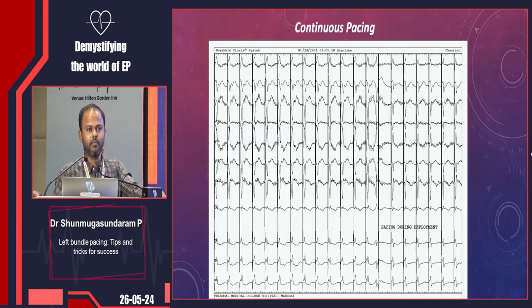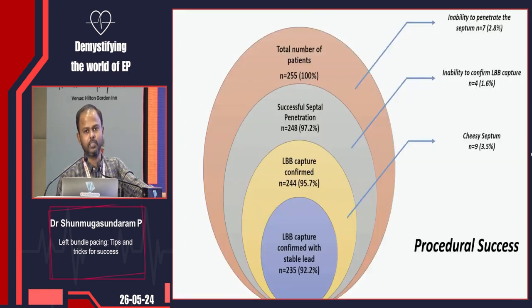But for stylet-driven leads, it should be a controlled rotation, because rapid rotation many times will end up in septal perforation. So we always go by a continuous pacing strategy. In stylet-driven leads, we always have the stylet at the other end so that you can pace continuously. Give controlled slow rotation, and you can see the QRS morphology again changing from QS in lead V1 to QR as the lead reaches the LV side of the septum. Taking that QR or RSR as an endpoint, the next job is to confirm the capture of the left bundle. Procedural success is roughly around 93%.